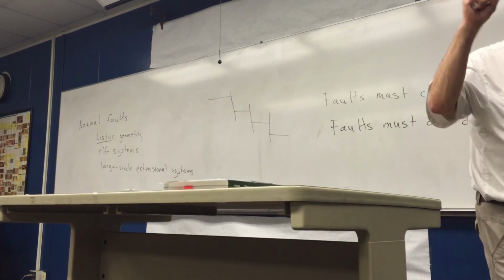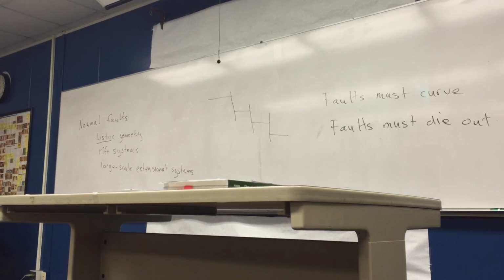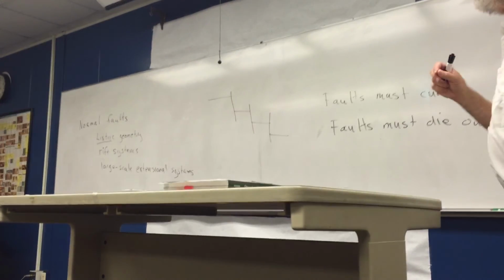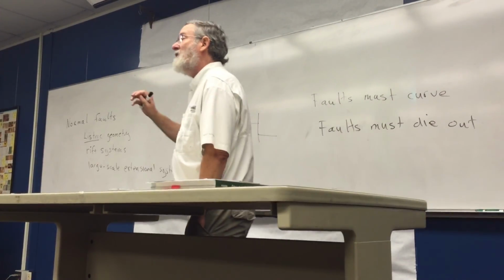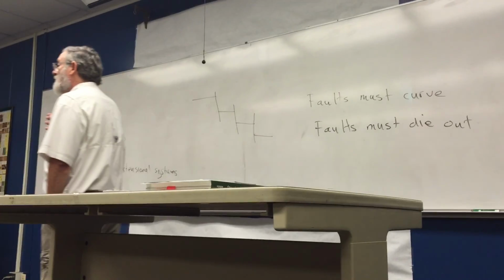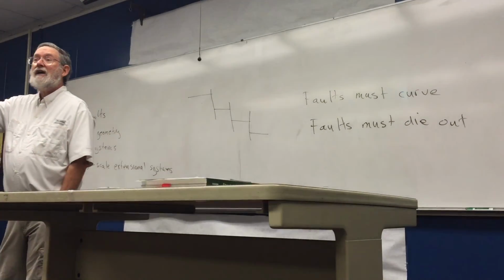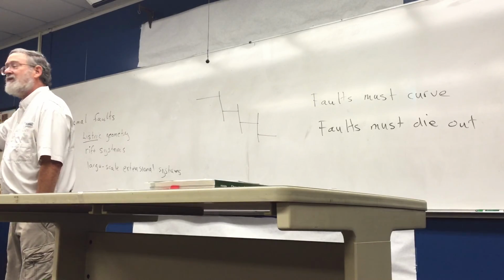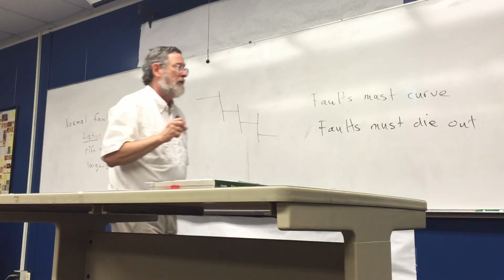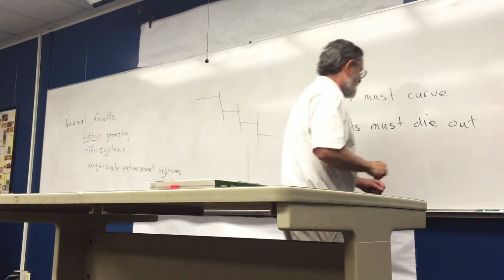That means the displacement on the faults must die out as well. So it's possible to have a fault that in some areas might have 100 kilometers of displacement, and in other areas have that displacement go to 0, which is a tough thing to get your head around as we begin to think about these faults.